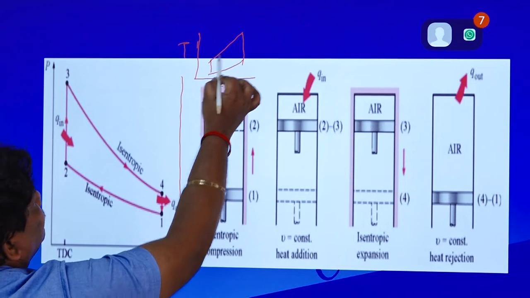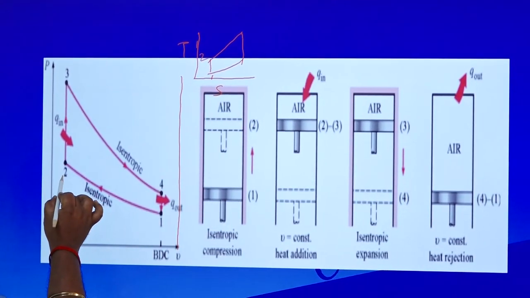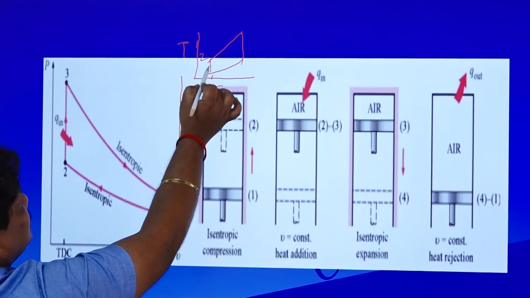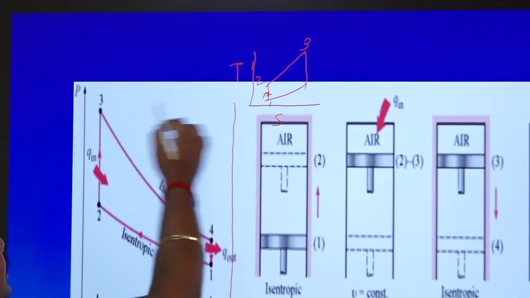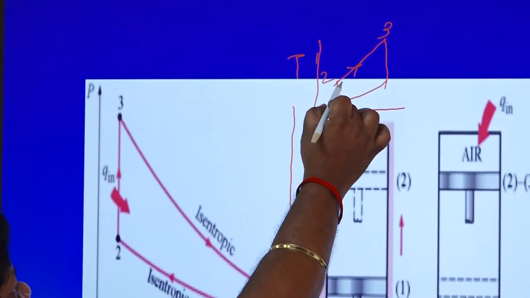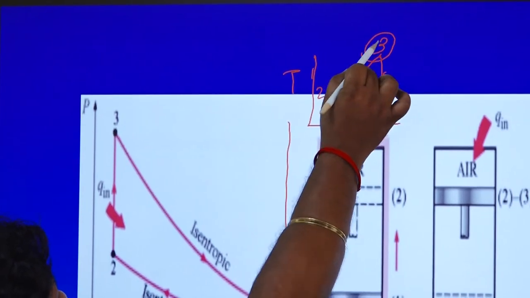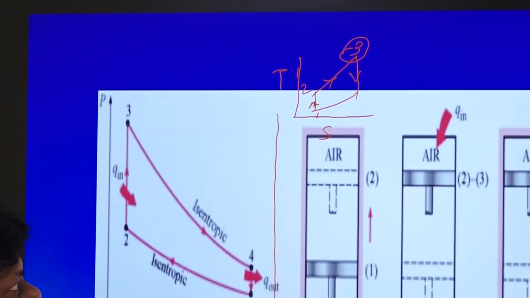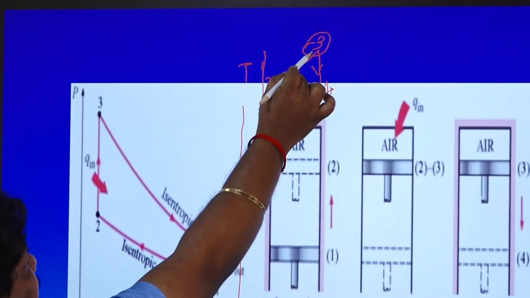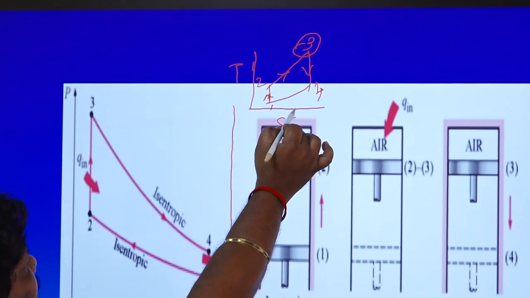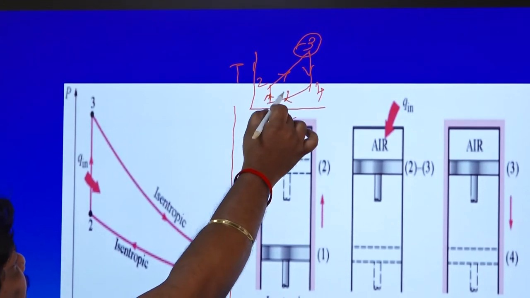So 1 to 2 is an isentropic process, the entropy remains constant. Then in 2 to 3 heat addition takes place and the temperature increases, and this is the point at which the maximum temperature is obtained. 3 to 4 is an expansion process where the entropy remains constant, and 4 to 1 is the heat rejection process at constant volume.